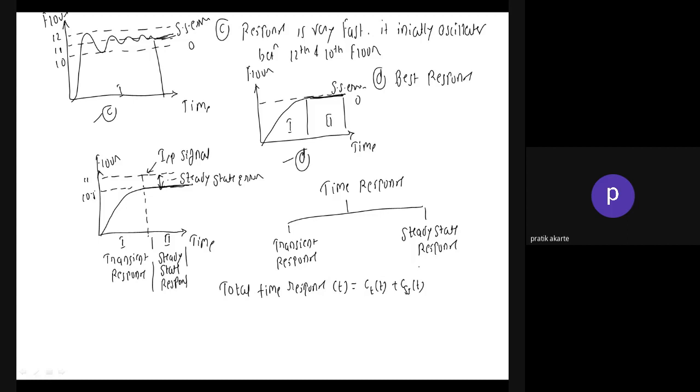Now again we'll go into detail, but let us spend some time on discussing the input signal, because when we get the input signal, then only we'll get the output. Now what are the types of inputs supplied to a system?